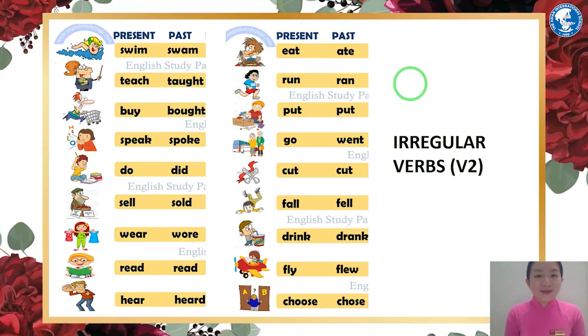Swim, swam, teach, taught, buy, bought, speak, spoke, do, did, sell, sold, wear, wore, read, read, hear, heard, eat, ate, run, ran, put, put, go, went, cut, cut, fall, fell, drink, drank, fly, flew, choose, chose. Very good.